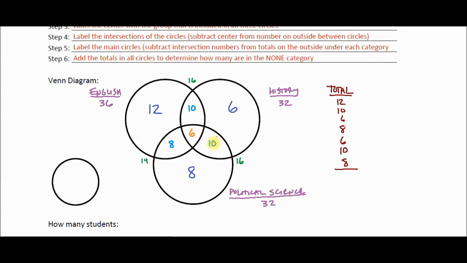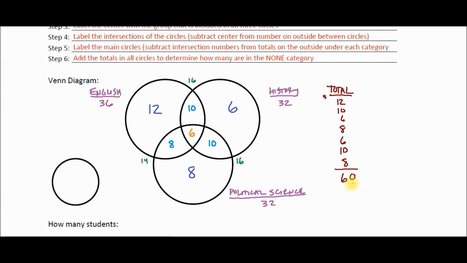12, 10, 6, 8, 6, 10, 8. Doesn't matter what order you put them in. Just make sure you get them all written down. When you add those up, class, let's take a look. 8, 16, 22, 30. Okay, there's a 3. We carry the 3, 3, 4, 5, 6.